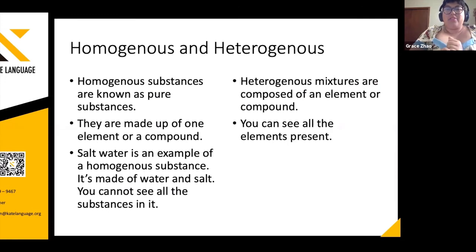A heterogeneous mixture is composed of an element or a compound, but you can see all the elements present. So for the most part, you will not be able to see things become uniform. You're going to be able to see if there's separation, if things don't dissolve, like that's what that means.